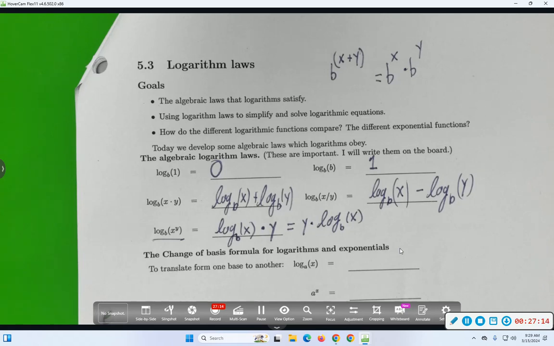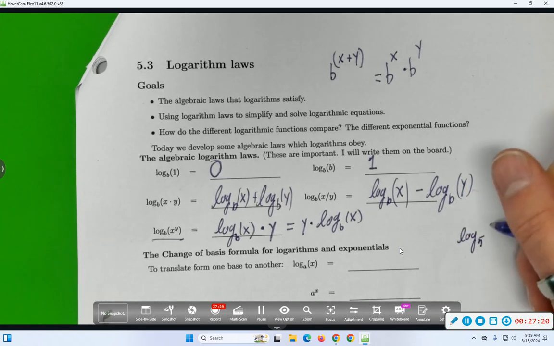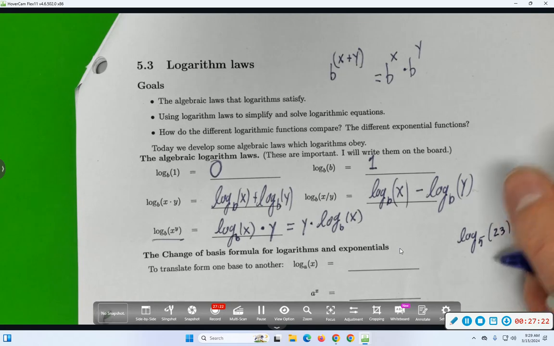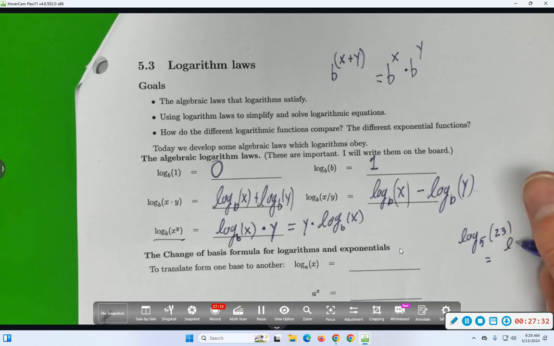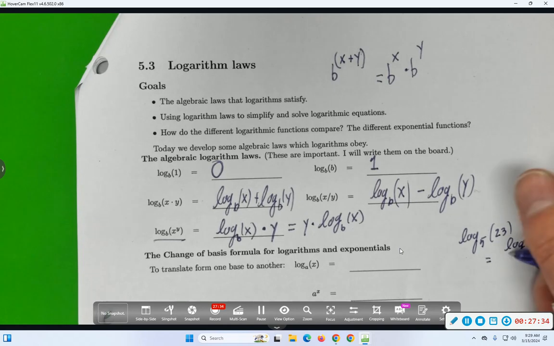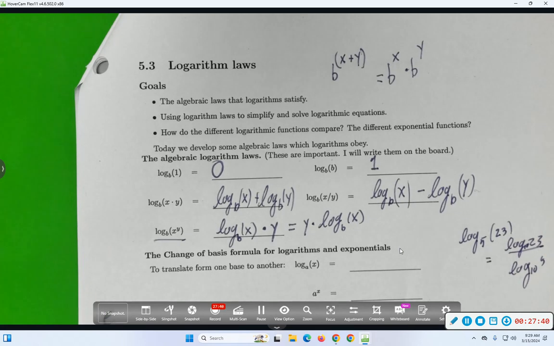If I want to write log base, let's suppose you want to write log base 5 of 23 down. How would you do that in terms of like base 10? Log 23 divided by log 5. Yeah. And I guess you didn't specify, but you meant base 10 because I wanted base 10.